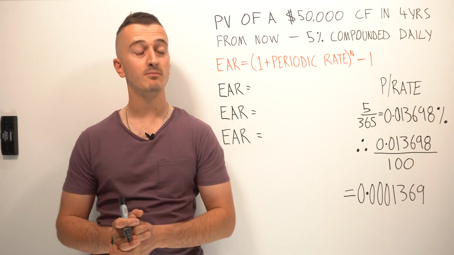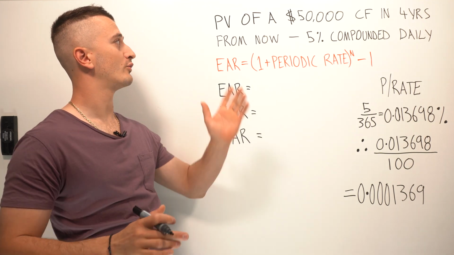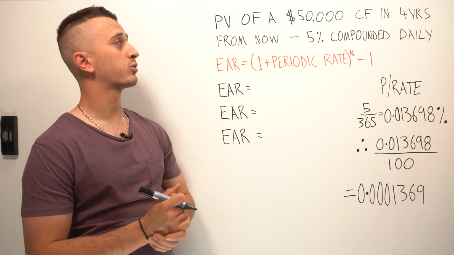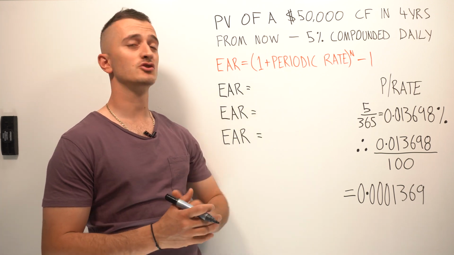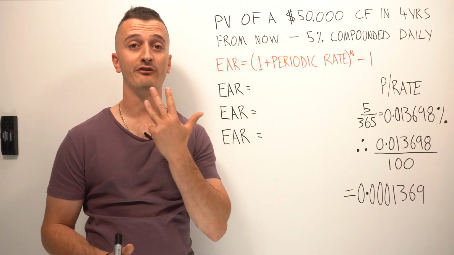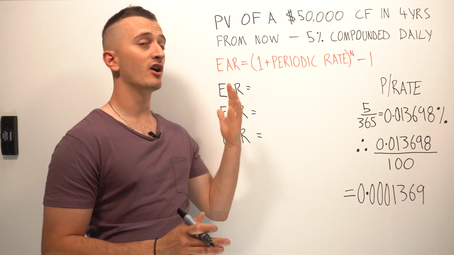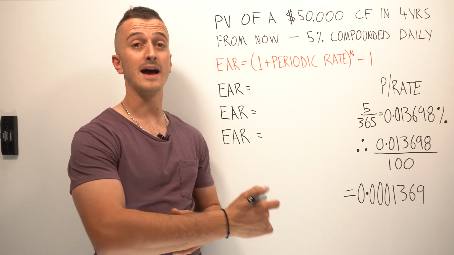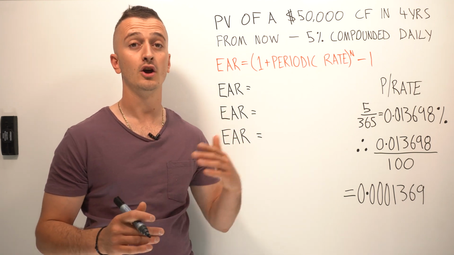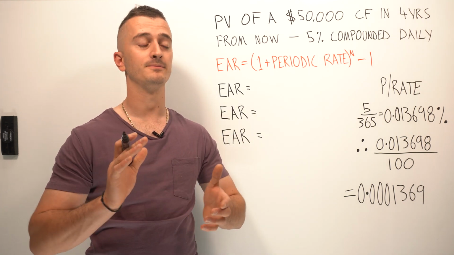Okay, now for the third example, the question we have, again solving for present value, is: what is the present value of a $50,000 cash flow that we're going to be receiving in 4 years' time, and the interest rate we're now going to work with is a 5% interest rate compounded daily. So it's 365 compounding periods in 1 year.